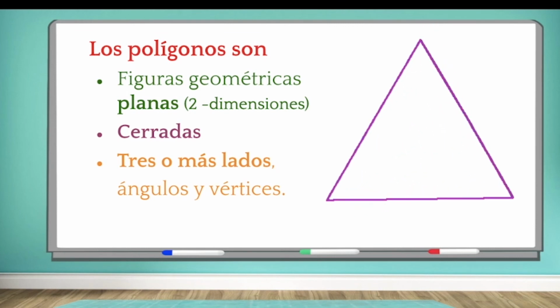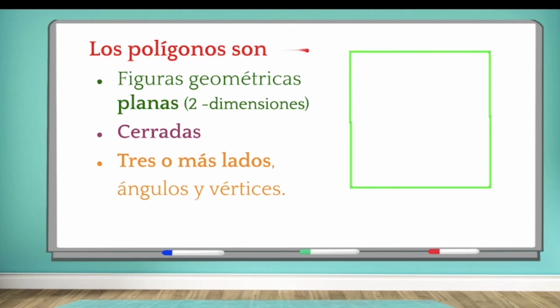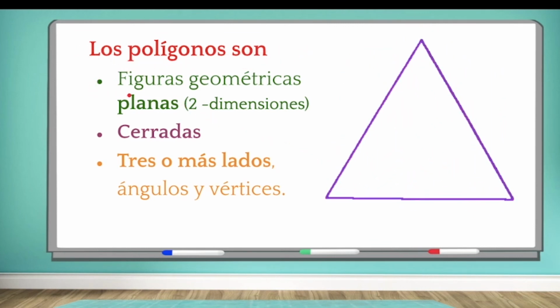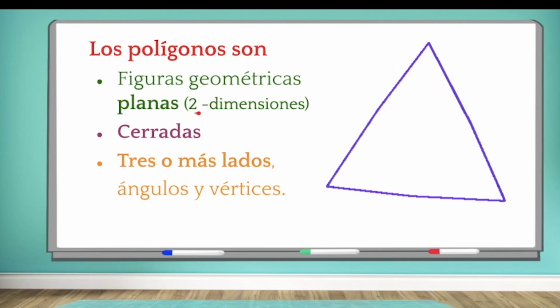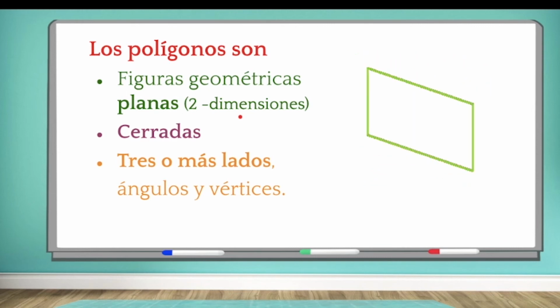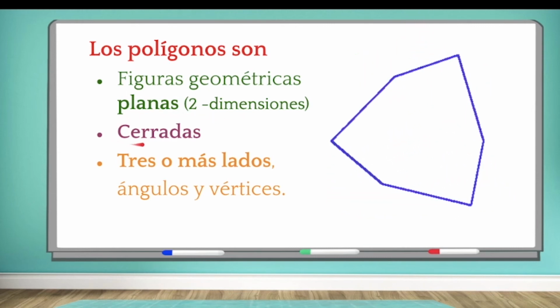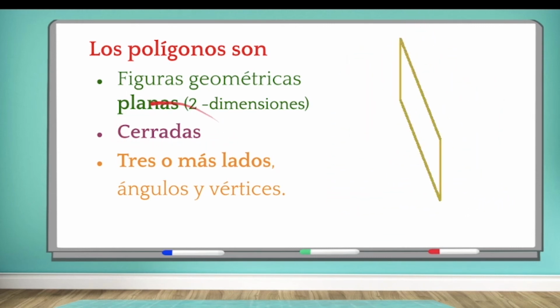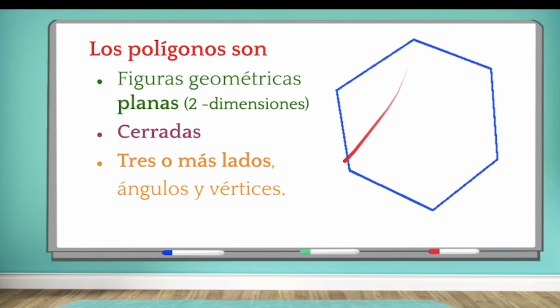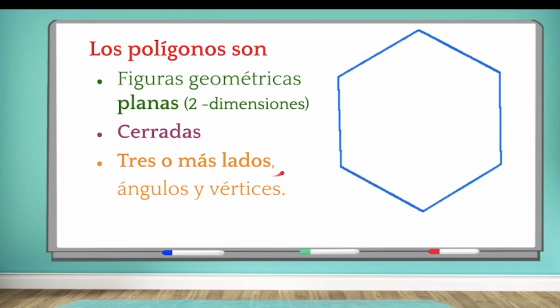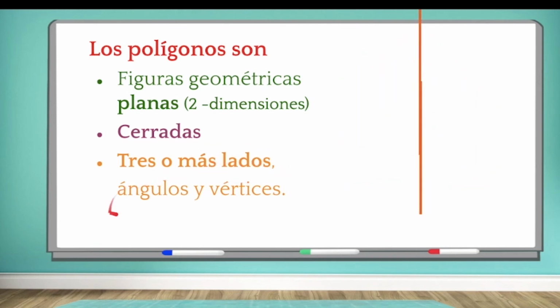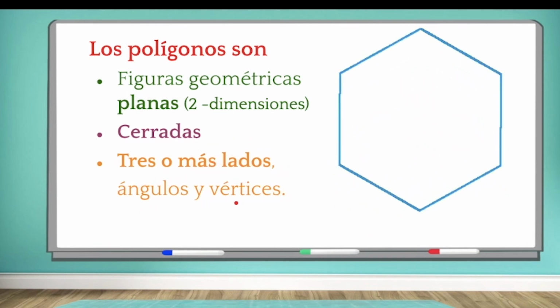Vamos a repasar lo que significa ser polígono. Pues los polígonos tienen que ser figuras geométricas planas, o sea, de 2 dimensiones o bidimensional. Tienen que ser figuras cerradas, no pueden tener ninguna apertura, y tiene que tener 3 o más lados, ángulos y vértices. Muy importante.